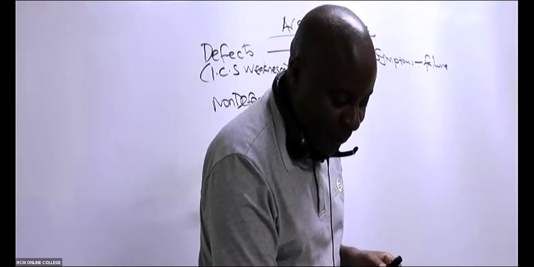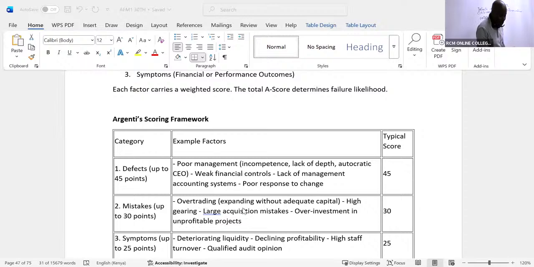And don't tell me that you're not working. So mistakes: overtrading, expanding without adequate capital, high gearing, large acquisition mistakes, over-investment in unprofitable projects. Then we have symptoms. Symptoms up to 25 points: deteriorating liquidity, you don't have enough liquidity, declining profitability, high staff turnover, or, for example, you got a qualified audit opinion in your last year's financial statements.